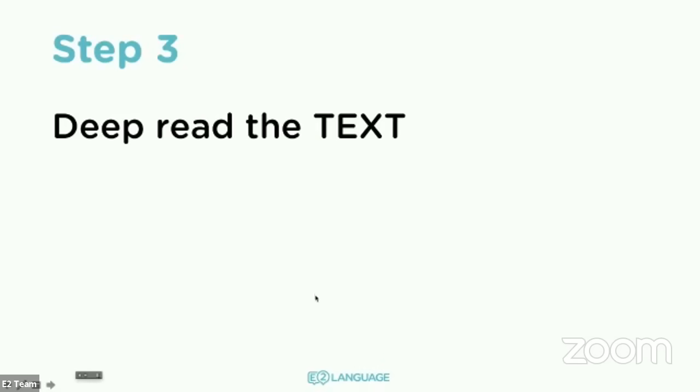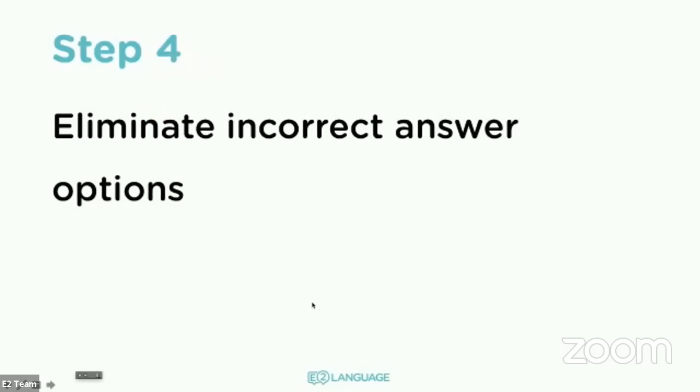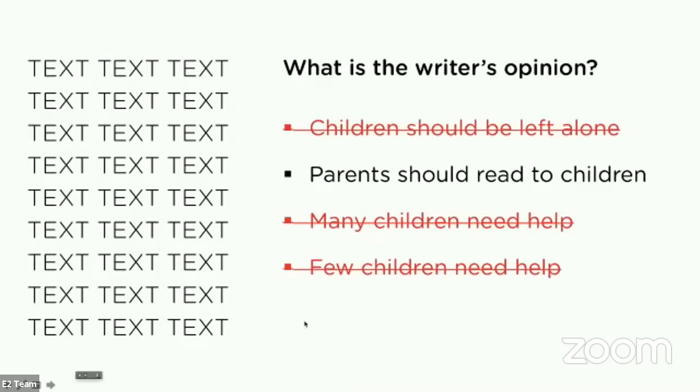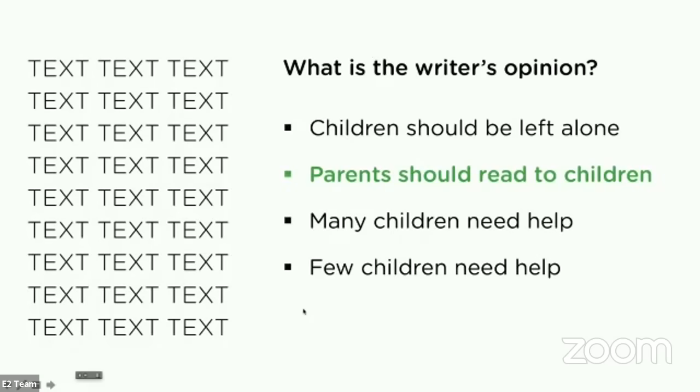Then you go to the text. Then you deep read the text. Remember, it's only 110 words. It will take you about 20 seconds to read and maybe 30 seconds to deep read. So you really need to read that text and understand it. Then, step 4, you eliminate incorrect answer options because you know that these 3 are wrong because he didn't say that. That's not his opinion. And that leaves step 5, where you choose the correct answer option, which is here. Parents should read to children, for example.